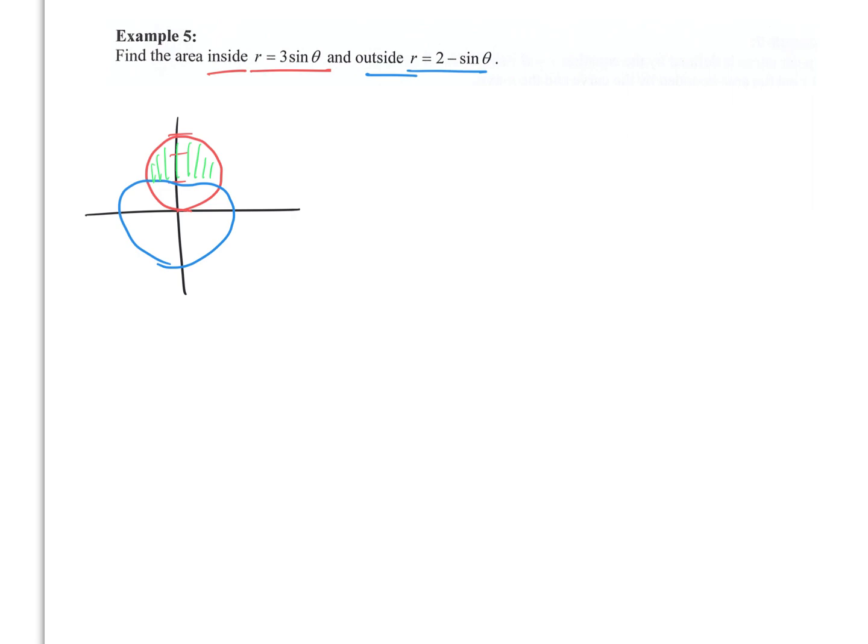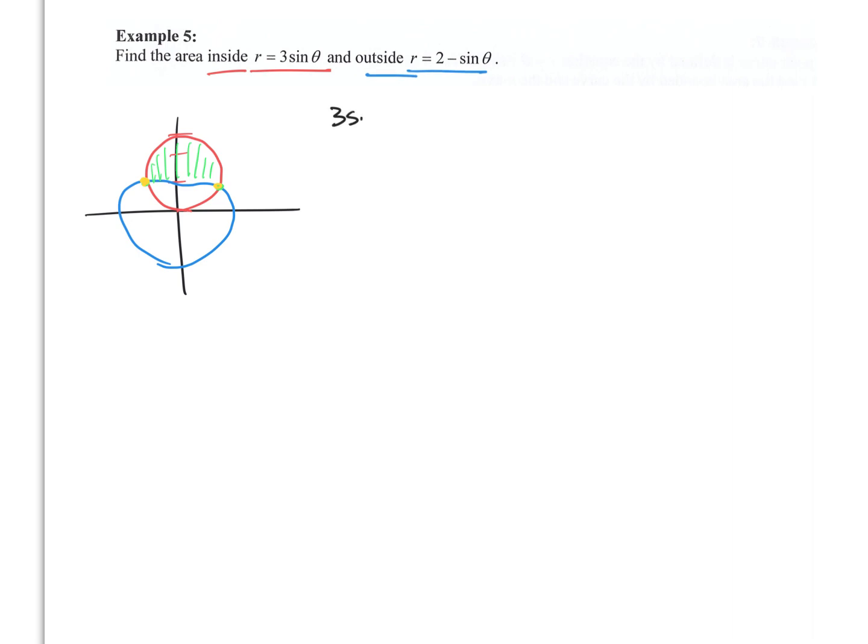So before we even do this problem, we kind of need to figure out what it's looking like. And that's our little picture to figure out what it's looking like. And so what we need to do is find these little intersections. Right? And how do we find intersections? We set them equal. So let's do it.